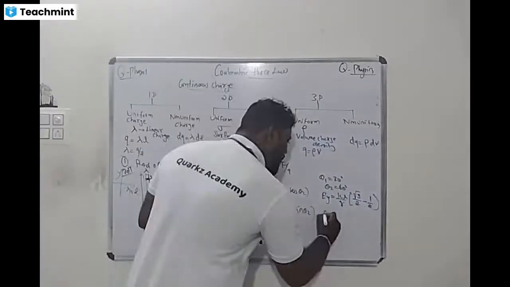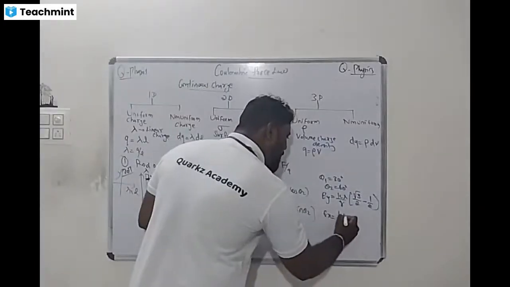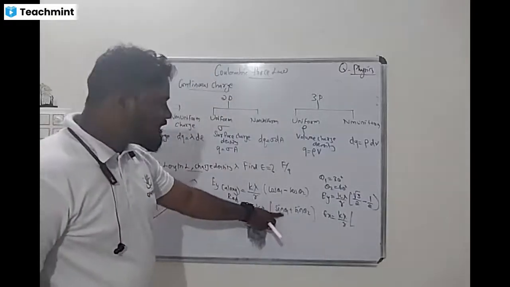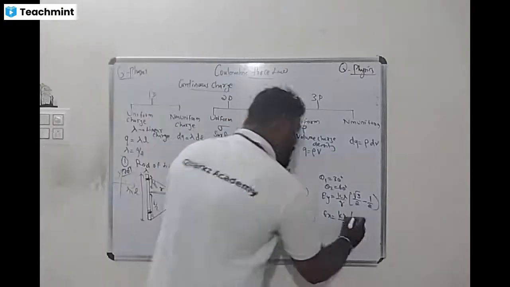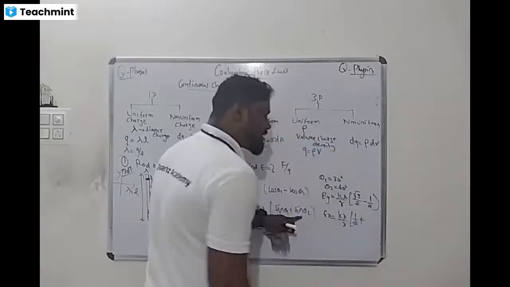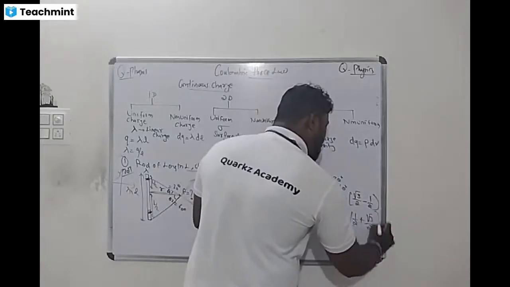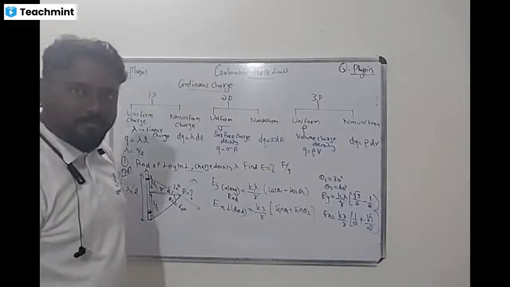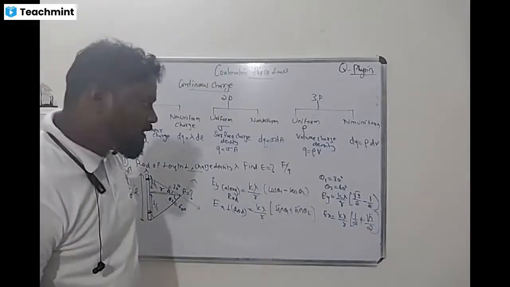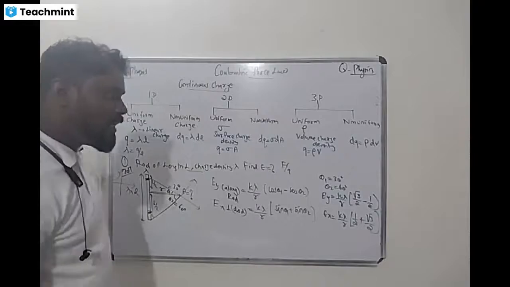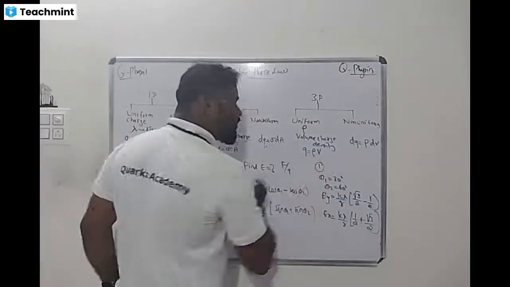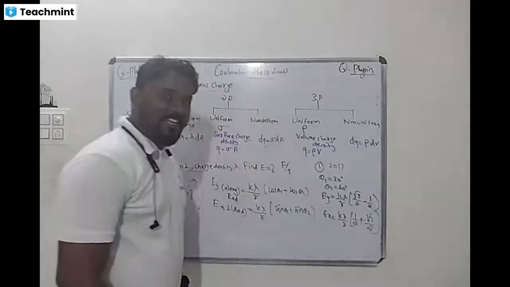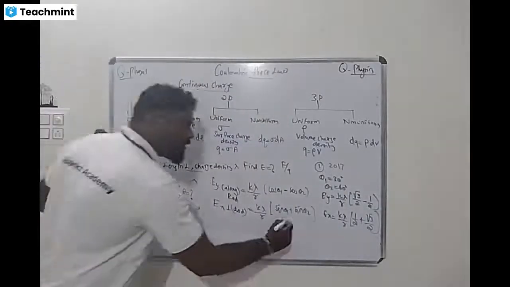What about perpendicular to the rod? Ex is equal to k lambda by r (sin theta 1 plus sin theta 2), that is sin 30, 1 by 2, plus sin 60, root 3 by 2. Is it clear? Yes, sir. This is very important. So this is the kind of question TRB asks. It was asked in 2017.